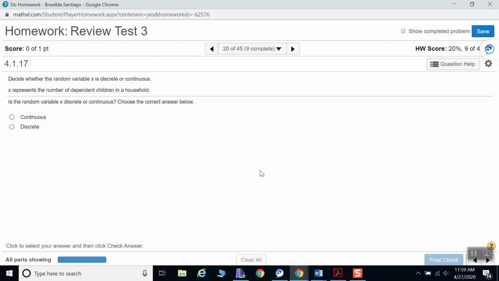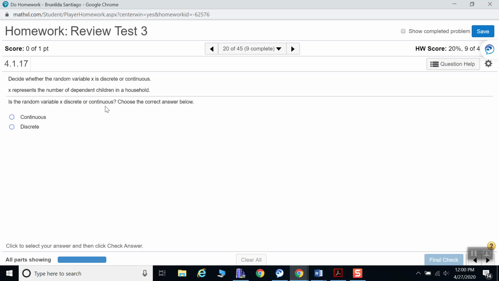Okay. And the last question for this video, decide whether the random variable x is discrete or continuous. And again, in here, this number tells you the section that it is coming from. So if you have questions on these exercises, you can go back and review the PowerPoint or any virtual classroom session that we have done to review those topics. So X represents the number of dependent children in a household. So is the random variable discrete or continuous?